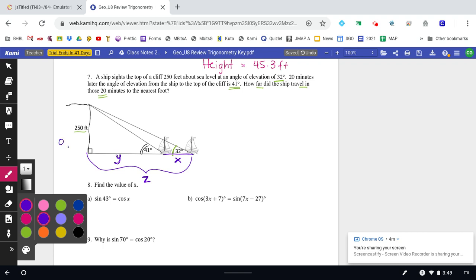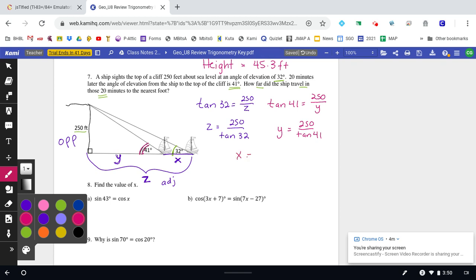Okay, so this over here is an opposite, and all of these sides here are going to be adjacent. So we're going to be using our tangent function. We have the tangent of 32 is 250 over z. So z is really 250 over the tangent of 32. I'm actually just going to leave that like that for a moment. Now I want to deal with this guy. We have the tangent of 41 is 250 over my y value. So y is really 250 over the tangent of 41.